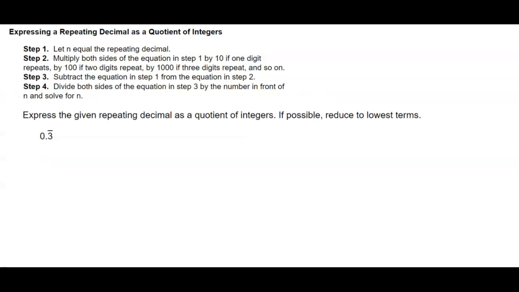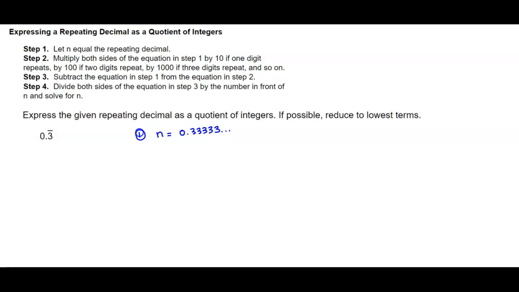The first step you see here when we're expressing a repeating decimal as a quotient of integers is to let n equal the repeating decimal. So for step 1, we're going to let n equal 0.33333 repeating.